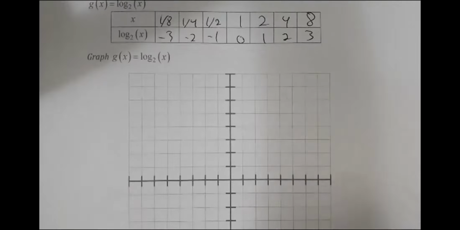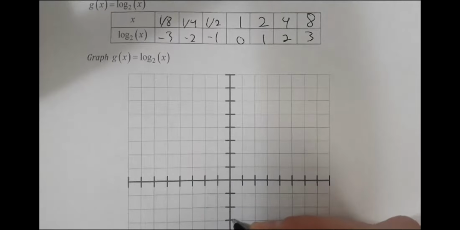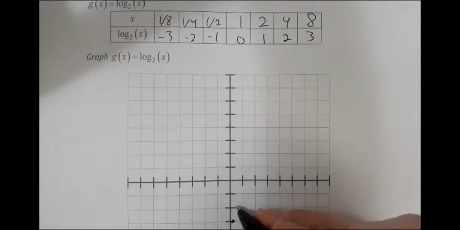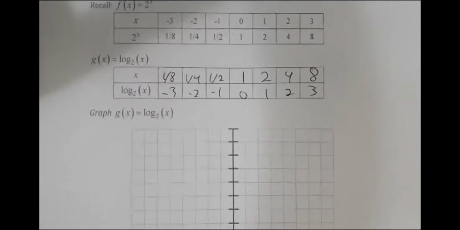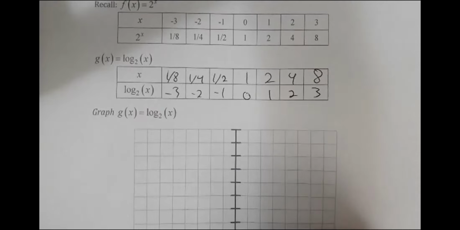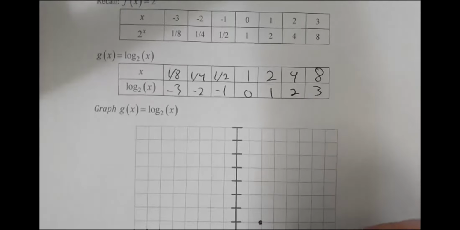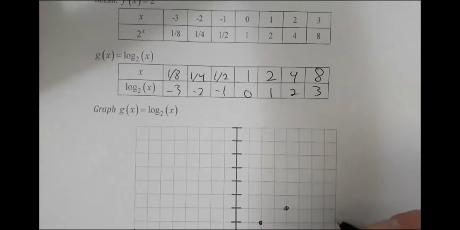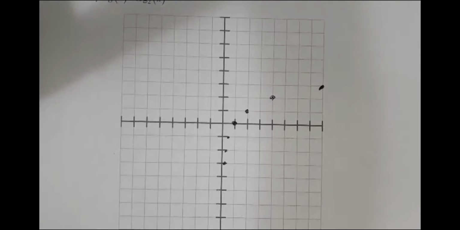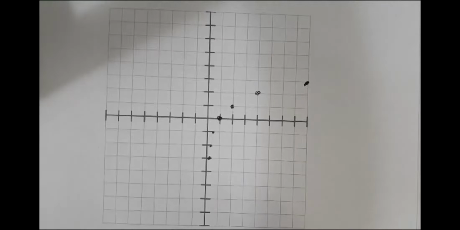If I go to 1/8 in my x, I'm not going much out in my x, but I'm going to go down 3. I'm going to go up to 1/4, and I'm going to go down 2. I'm going to go up to 1/2 and go down 1. I'm going to go out to 1 and it goes to 0. I'm going to go out to 2, I'm going to go up 1. I'm going to go out to 2, 3, 4, and so on up to 8, which is the last one, and I'm going to go up 3. So I plot the points, and I draw my graph.